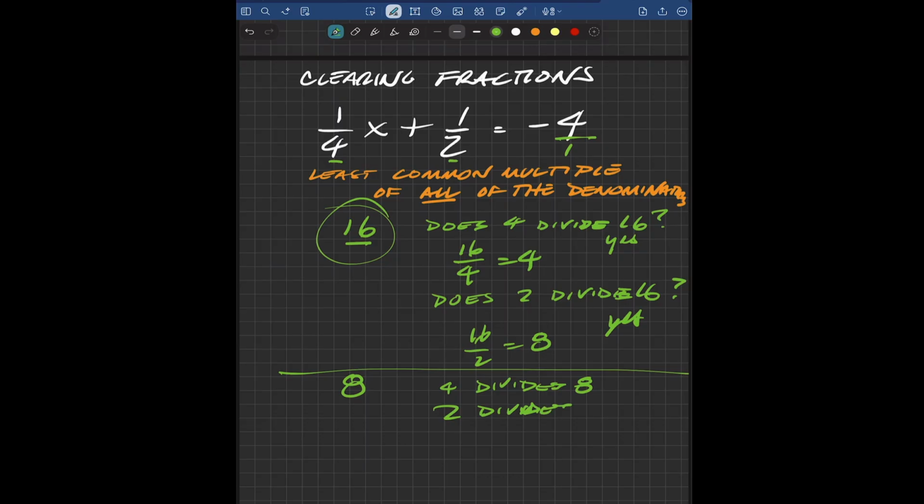Oops, I'm writing too fast. And so it is a common multiple. But again, it's not the least common multiple. What is the least common multiple? 4 is the least common multiple.